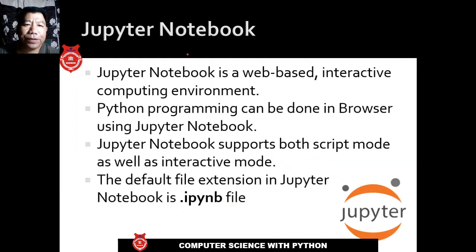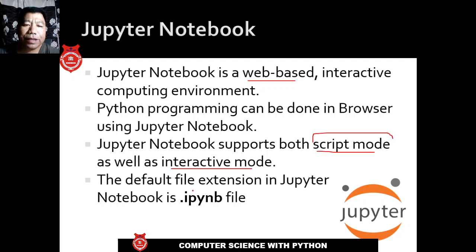So how to use the Jupyter Notebook? Jupyter Notebook is a web-based interactive computing environment. Python programming can be done in the browser using Jupyter Notebook, and Jupyter Notebook supports script mode as well as interactive mode. When we say interactive mode, you write one line of code and run it, write another line of code, run it, something like that. When you say script mode, you have to write the full program source code and then run it.